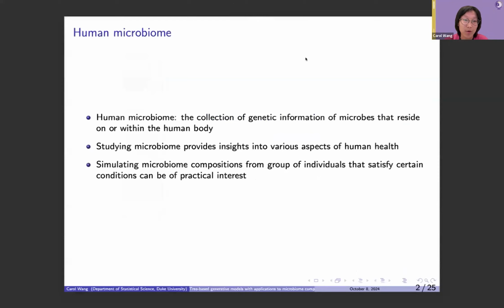So the data that we're looking at and some context about it is that I'm working with the human microbiome data, which is the collection of the genetic information of microbes that reside on or within the human body. And why is it important? So studying the microbiome provides insights into various aspects of human health.